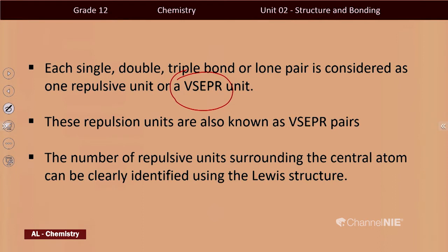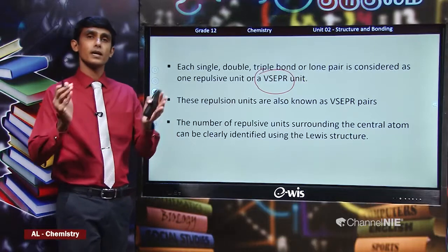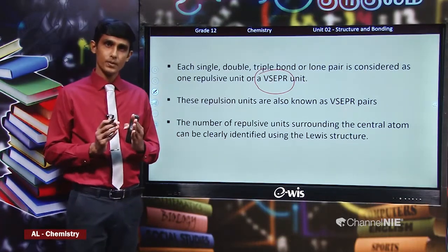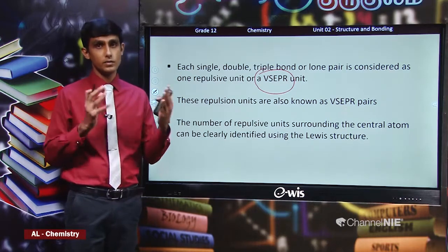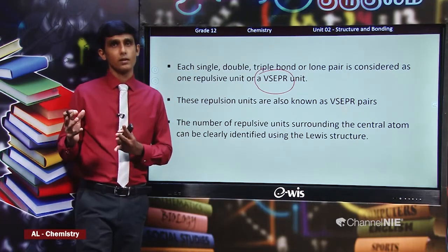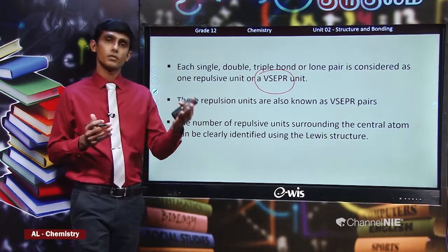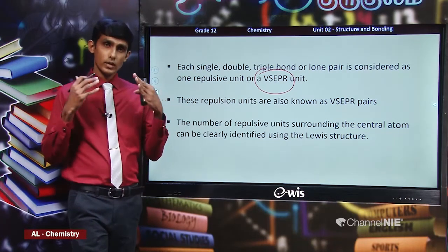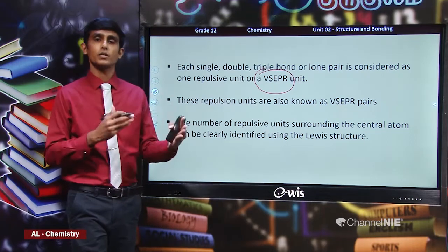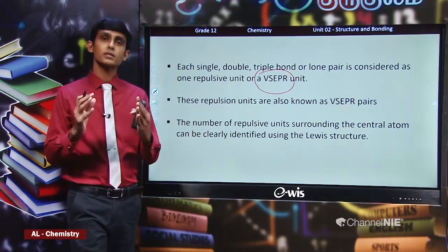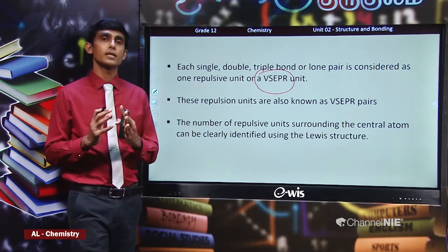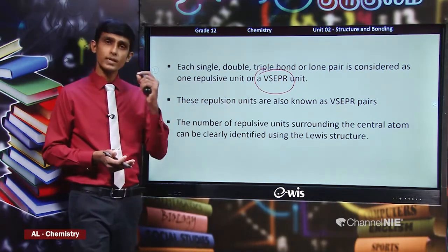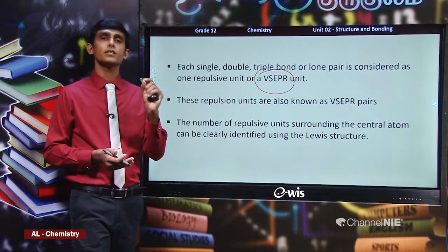The number of repulsive units surrounding the central atom can clearly be identified using the Lewis structure. If the Lewis structure of a particular ion or molecule is known, that means you definitely know how to draw the Lewis structure of a particular molecule or ion. We have learned that part in one of the previous lessons. Therefore, you can draw the Lewis structure of any given molecule or ion. So, once the Lewis structure is drawn, you can easily count the number of VSEPR pairs.